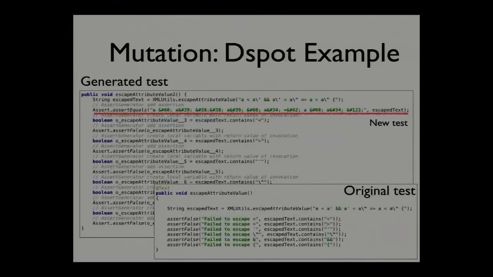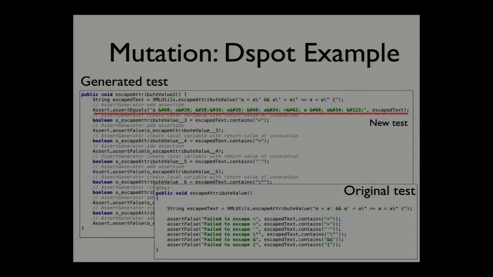So this is an example. I've taken some code. I had an original test, which you see at the bottom, and this test is calling a method called escape attribute value on a string. What we wanted to verify in this test is that some special characters like less than, greater than, etc., are encoded. This is what we test, and we ran this through DSpot, and it generated a modified test.